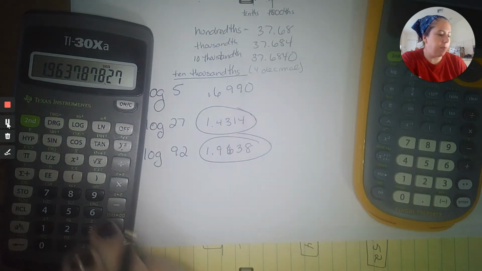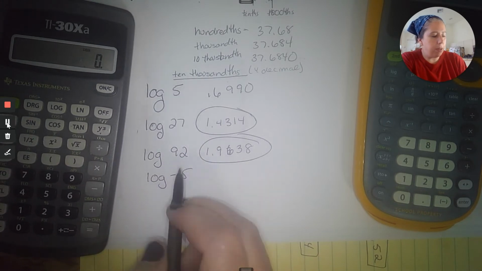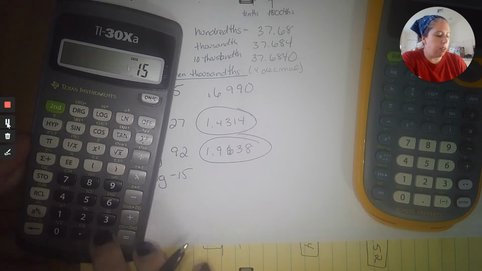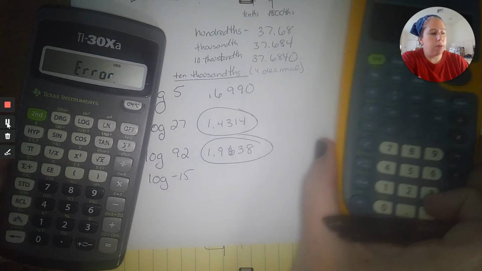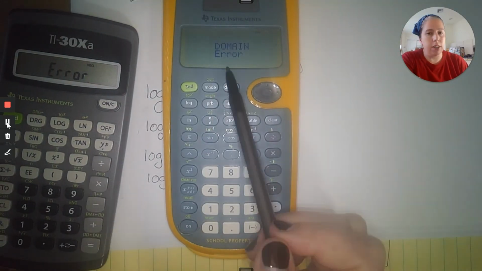The other thing I want to show you guys, log of negative 15. We talked about this the other day. You can't have negative logs. So if I try to do the log of negative 15, it's going to come up error on here. Same thing on this one. If I do log of negative 15, it's going to come up error.